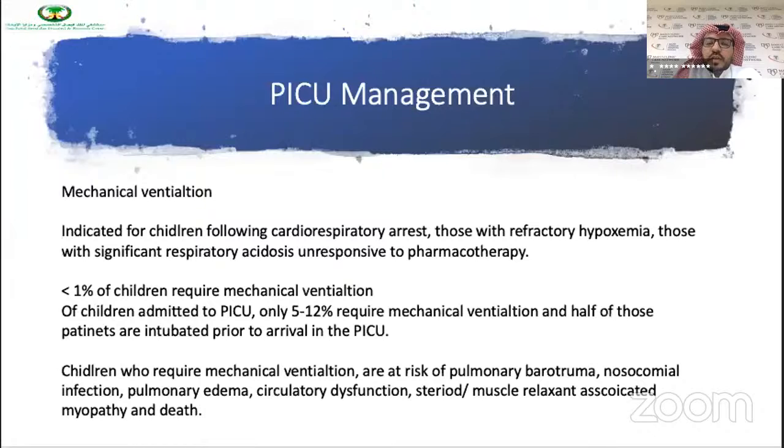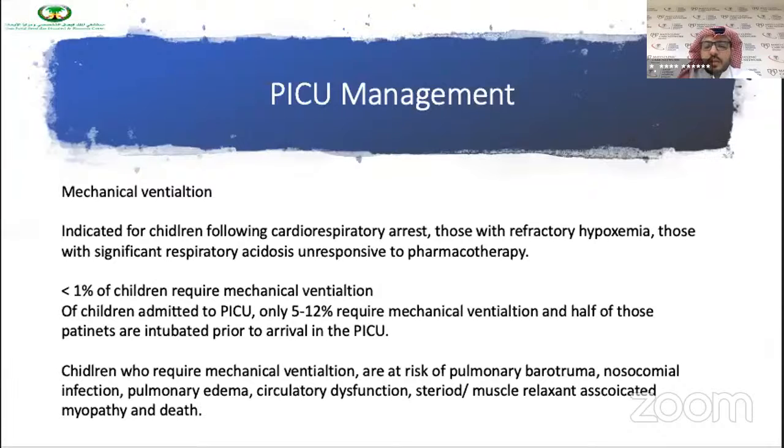Mechanical ventilation, if you reach this point in a patient with status asthmaticus, and I hope you will not, we will just highlight it quickly. It's actually very difficult to deal with patients who are mechanically ventilated with lower airway obstruction related to status asthmaticus. However, it's indicated for patients having refractory hypoxemia, following cardiorespiratory arrest, or with significant respiratory acidosis unresponsive to pharmacotherapy. It occurs in less than 1% of patients in the PICU.